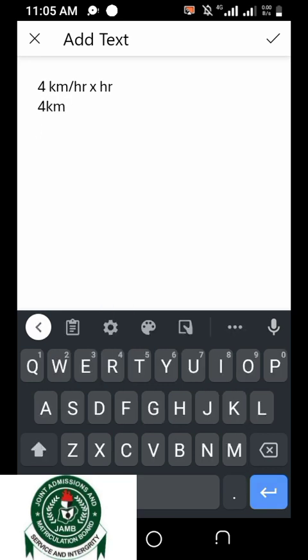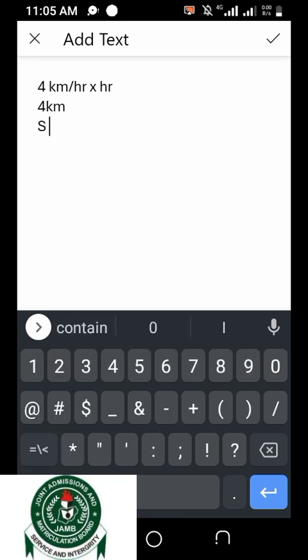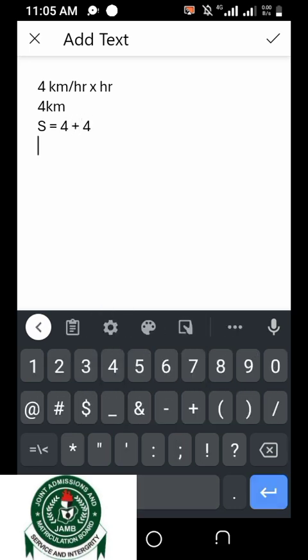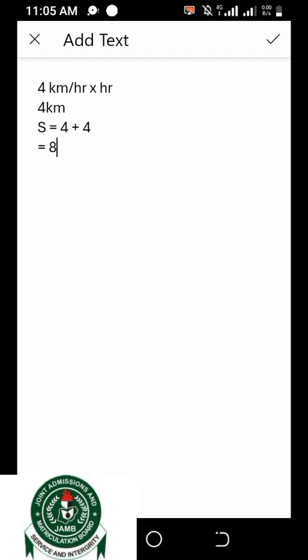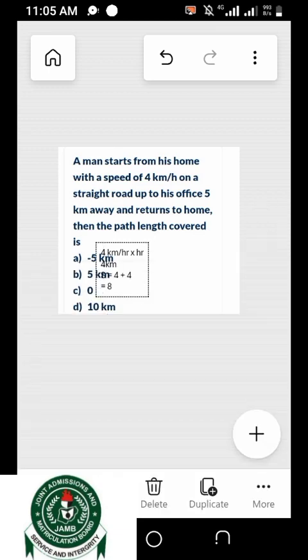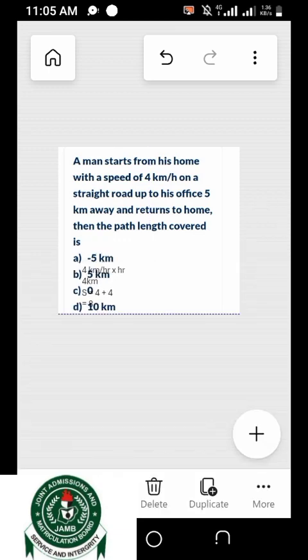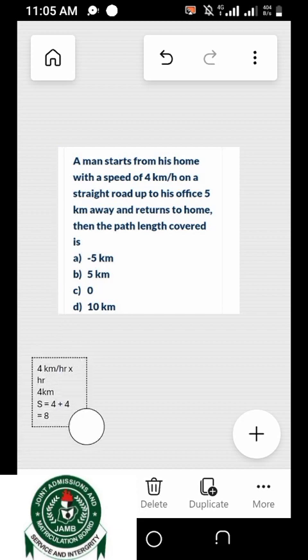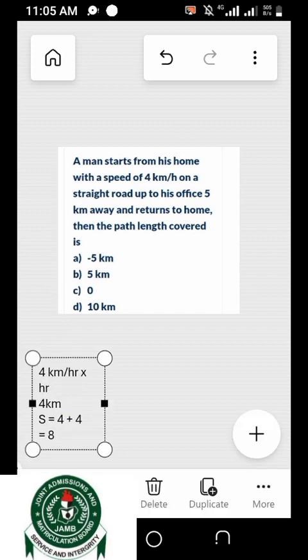So remember he went going and coming. So the distance now, which x represents, will be equal to 4 plus 4, which is equal to 8. Take note. So we have gotten the distance, which is equal to 8. So take note of this one, right?